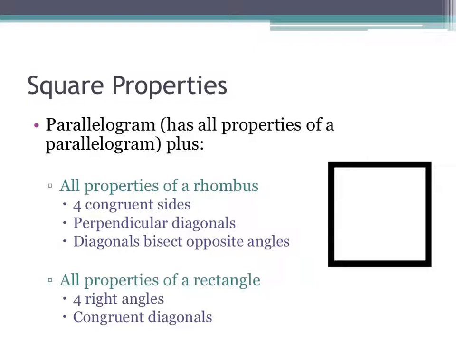of a rectangle. So 4 congruent sides, perpendicular diagonals. The diagonals bisect the opposite angles. It also has 4 right angles and congruent diagonals. That's a whole lot of properties. So right now you might want to pause the video, make sure you get all of those properties down on your property sheet.